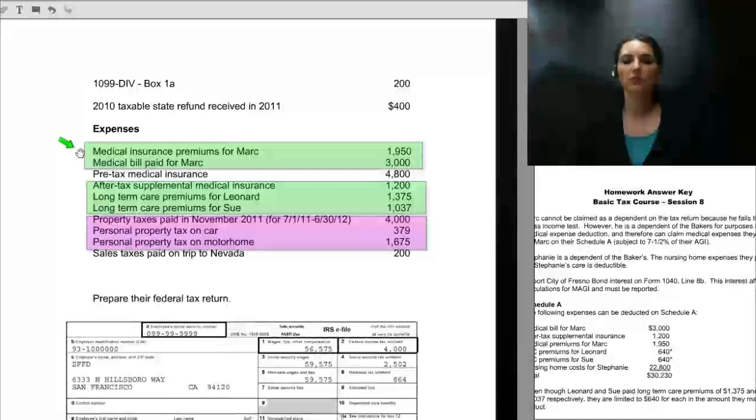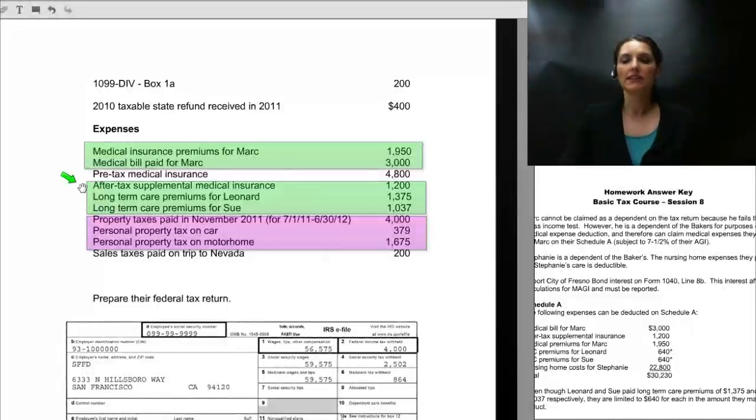Firstly, we have medical insurance premiums paid for Mark and the medical bill that was paid for Mark. Mark passes all of the dependency tests except one, which is the gross income test, and if that's the only test he fails, then it means that the Bakers do get to claim his medical expenses. So we're going to say yes to the $1,950 and yes to the $3,000. Then we have the pre-tax medical insurance. And clearly, if you have pre-tax medical insurance that has been subtracted from your income, you're not going to get to deduct it a second time. So we don't claim a deduction for that.